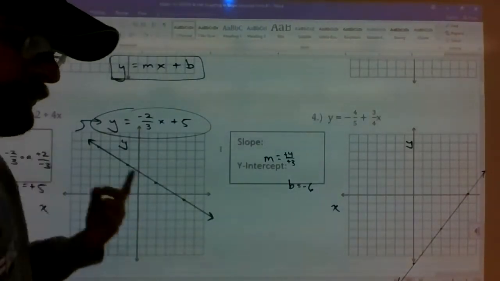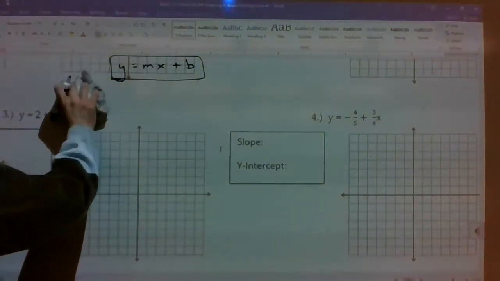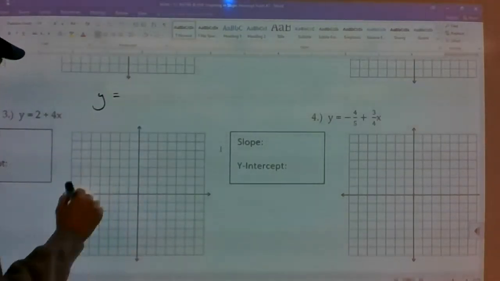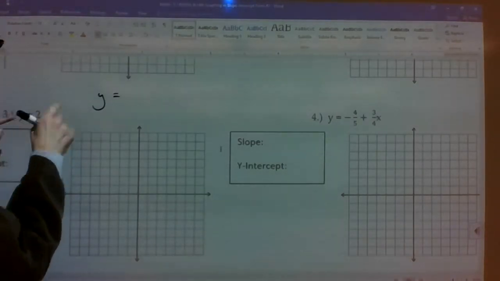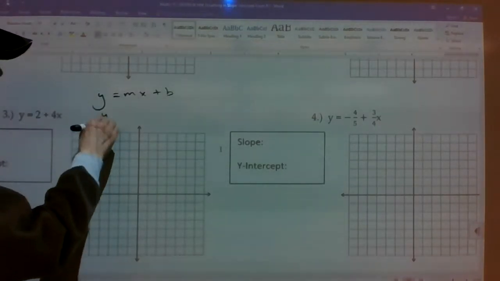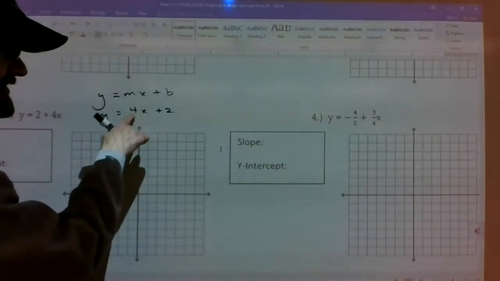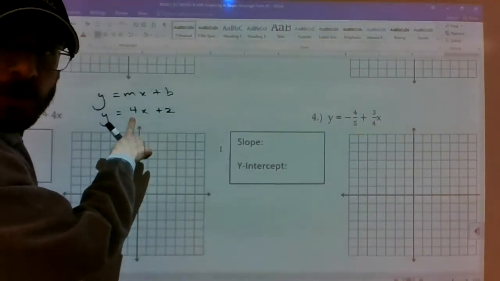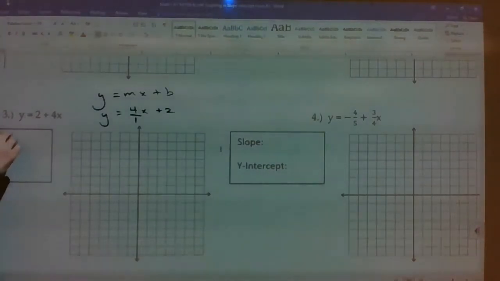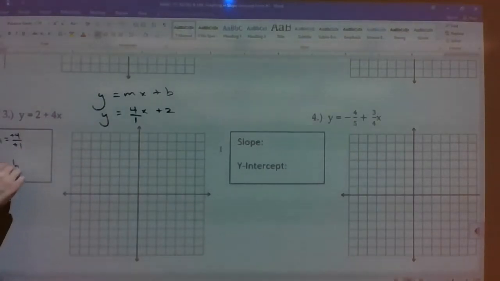Why don't you guys try number 3 on your own? All right, so hopefully you guys paused that video. You rewrote it as y equals mx plus b. So this is y equals 4x plus 2. Furthermore, I would hope that you guys would think of this as a fraction because it's a rate of change, it's a rise over run. So put 4 as 4 over 1. So the slope is going to be m equals positive 4 over positive 1. Our y-intercept is going to be b equals 2.